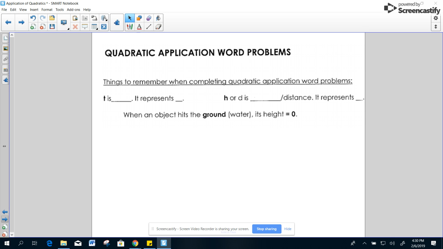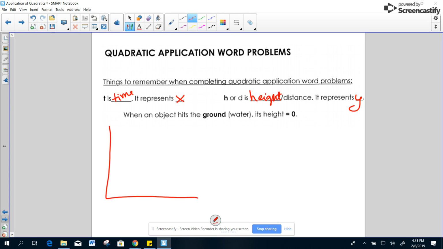At this point in time, flip your note sheet over. As we are working with quadratic word problems, things to keep in mind is that t is time, typically represented by our x-axis. H or d refers to height and distance, and that is represented on our y-axis. So when we think about a graph, time is on our x-axis.